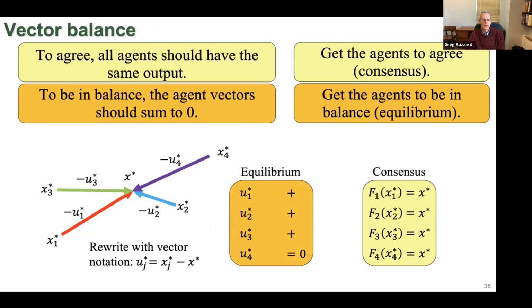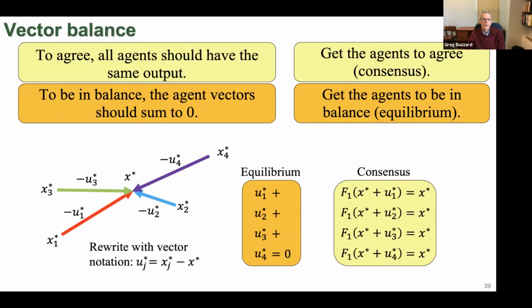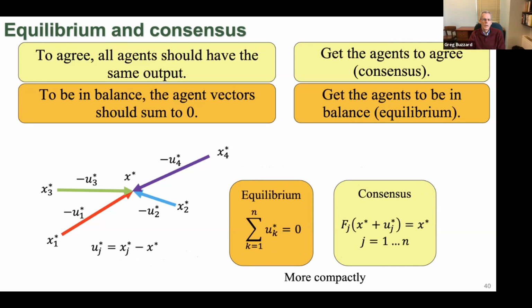Okay, we can transform this a little bit, using some vector notation, and rewrite it in terms of this vector notation. Now the input points are x star plus u1 star through u4 star, uj star in general. So now we've represented it in this form. And then a little bit more compactly, we can write it with summation notation here.